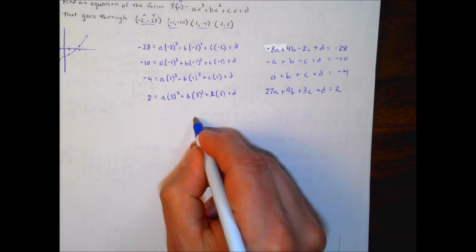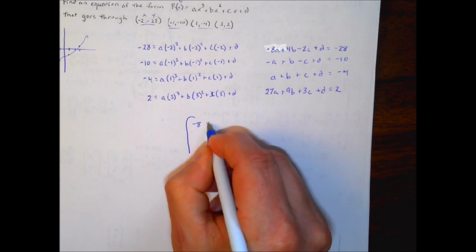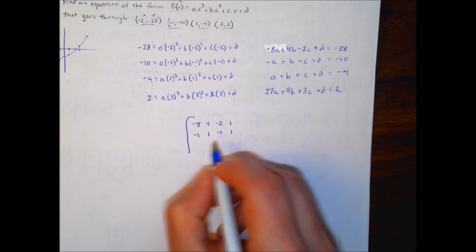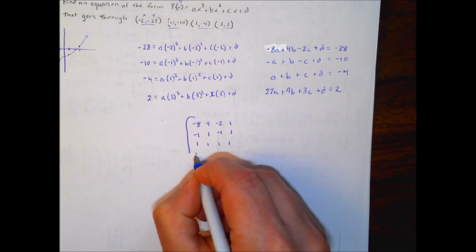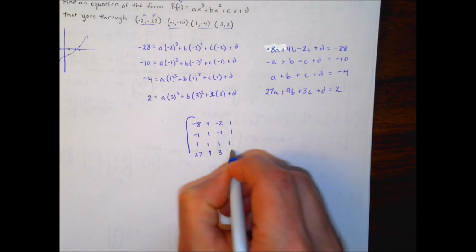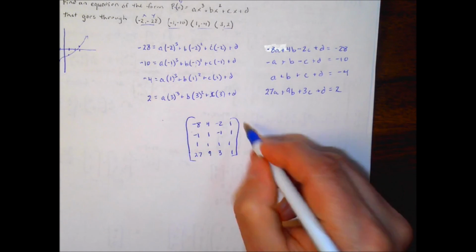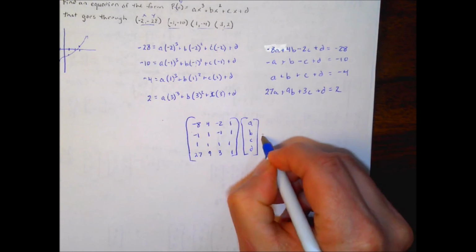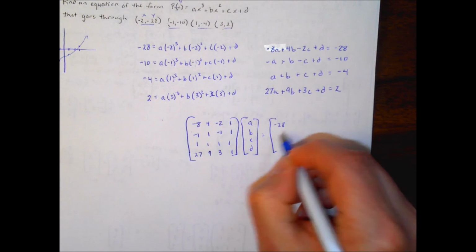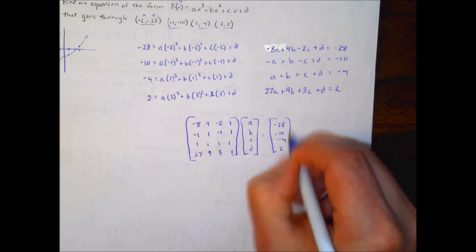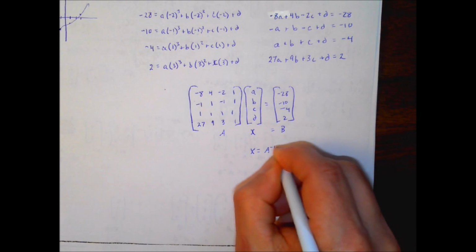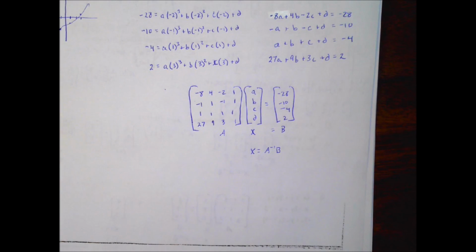So if I set this up, I have negative 8, 4, negative 2, 1, negative 1, 1, negative 1, 1, 1, 1, 1, 1, 27, 9, 3, and 1. Okay, times, I'm trying to find my A, B, C, and D, and that's equal to negative 28, negative 10, negative 4, and 2. Okay, so we got our A, X matrix equals our B matrix, and then we just have to solve for it. A inverse times B. So we're going to use Desmos to find that.